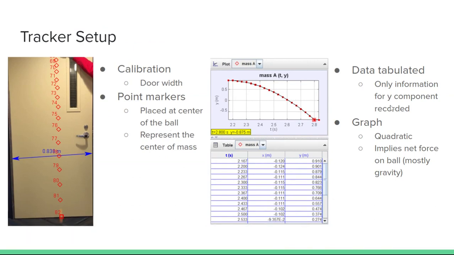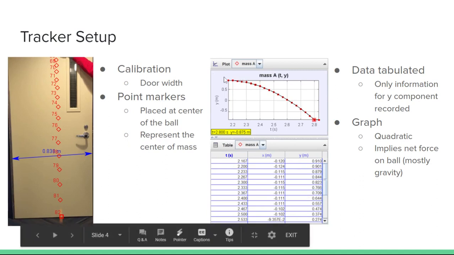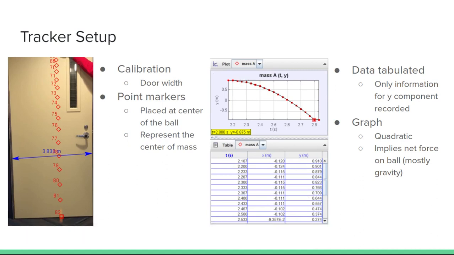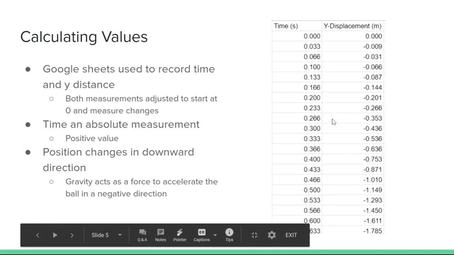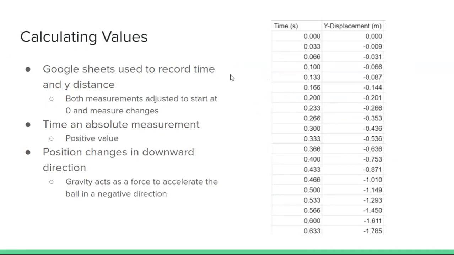I tabulated the data and also received a graph that looked like a parabola, which implied some sort of net force. And in Google Sheets, I then transferred this data and made some slight adjustments to make the computation easier.